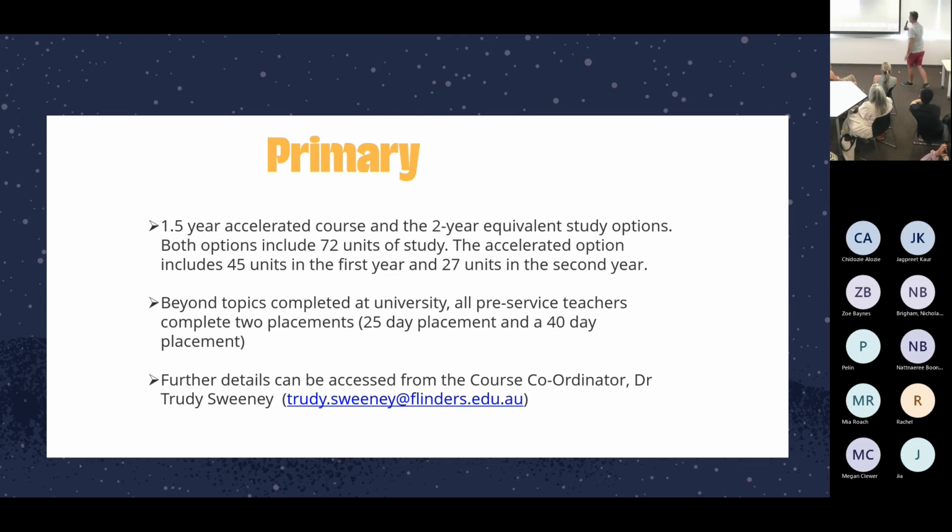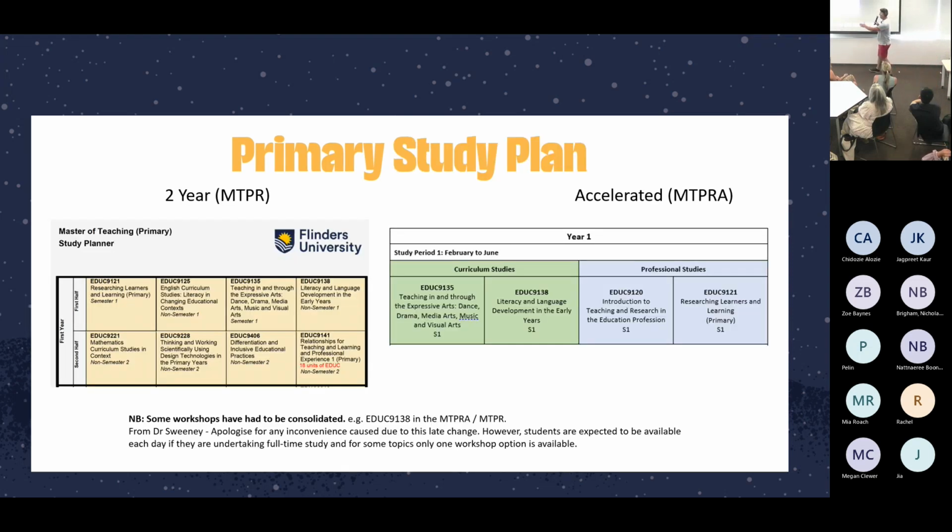This is an example actually of a study plan, but you'll notice that there's two versions because we've got a 2-year version sitting there, and we've also got an accelerated version. And just a little note here from Trudy, there has been some topics like 9138, which is sort of this one and this one, have actually been consolidated across the degrees. So hopefully lots of you have already had a chance to look at your study plans.